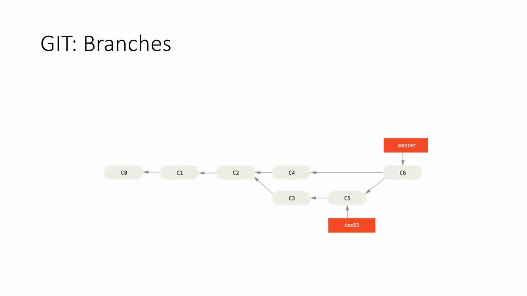Instead of just moving the branch pointer forward, Git creates a new snapshot that results from this three-way merge and automatically creates a new commit that points to it. This is referred to as a merge commit, and is special in that it has more than one parent.